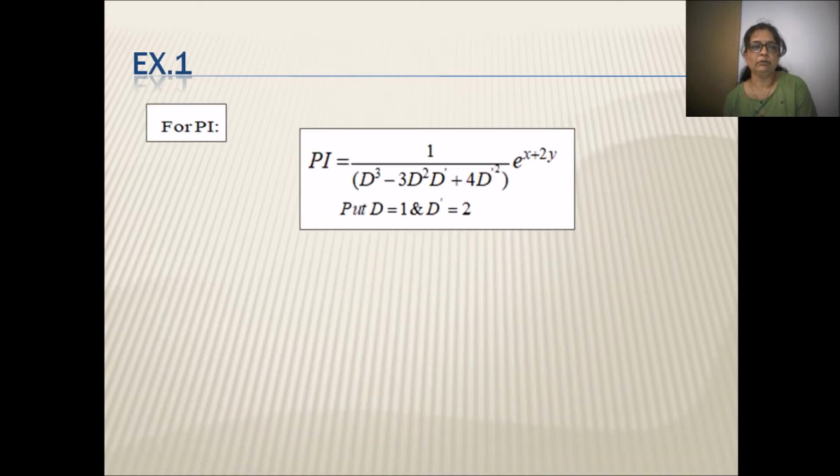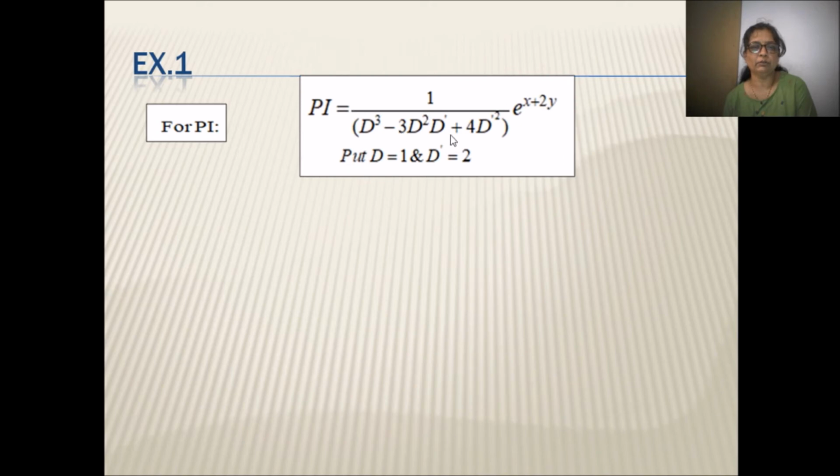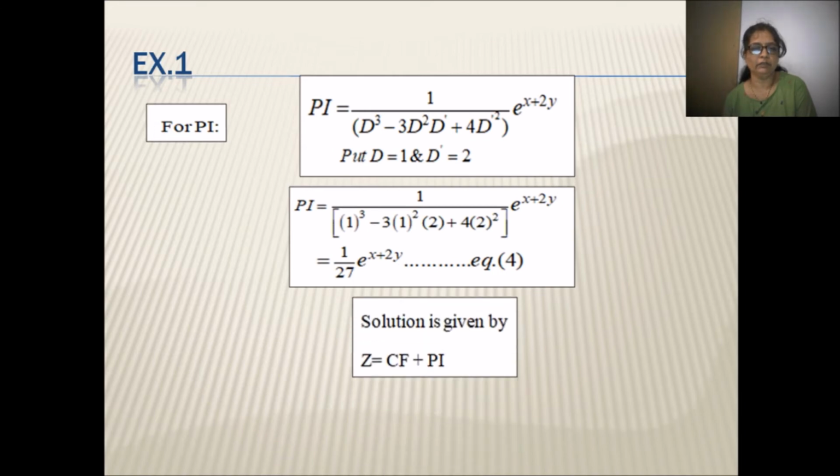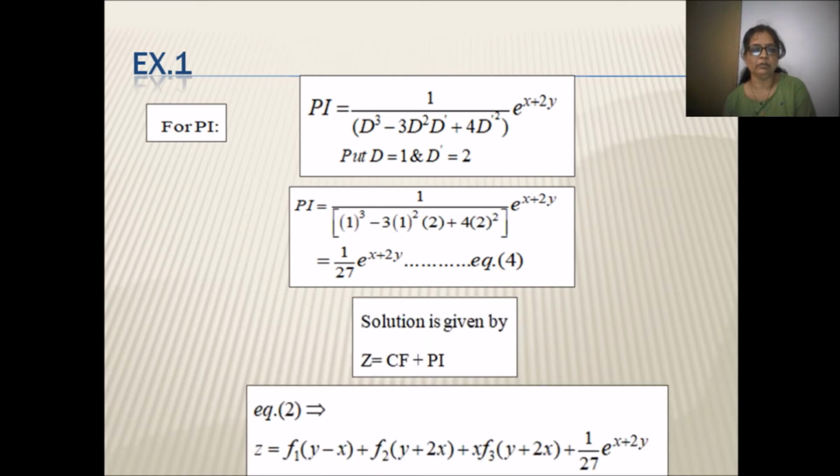Then for the particular integral, PI equals 1 upon the function of D dash into e to the power x plus 2y, that means the right hand side of the equation. Now here a is 1 and b is 2, therefore the substitution is D equal to 1 and D dash equal to 2. And then we get 1 by 27 e to the power x plus 2y, which is the required PI. Lastly, we write down the complete solution of the given equation. Z equal to, first three terms are the CF and the last term is the PI. Therefore CF plus PI, which is the required answer.